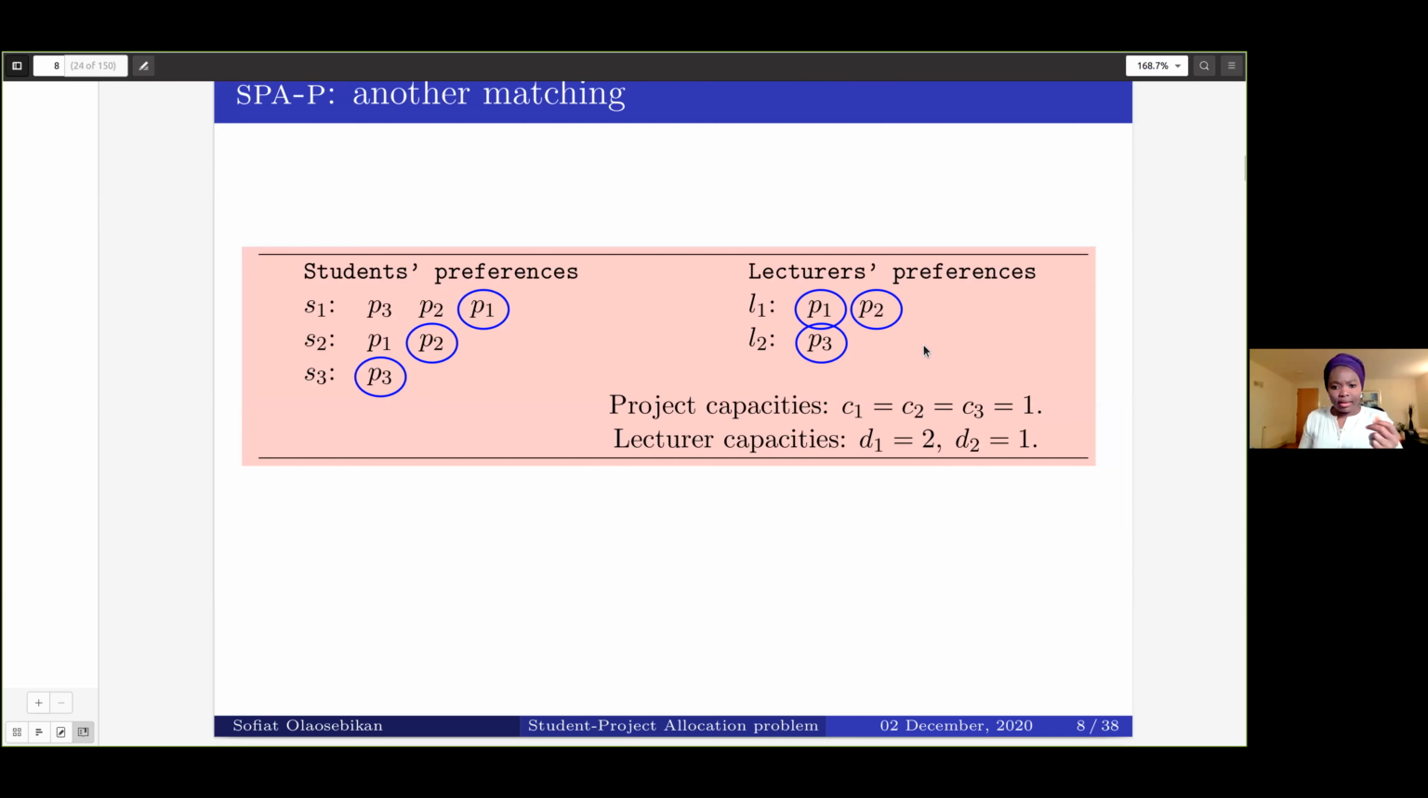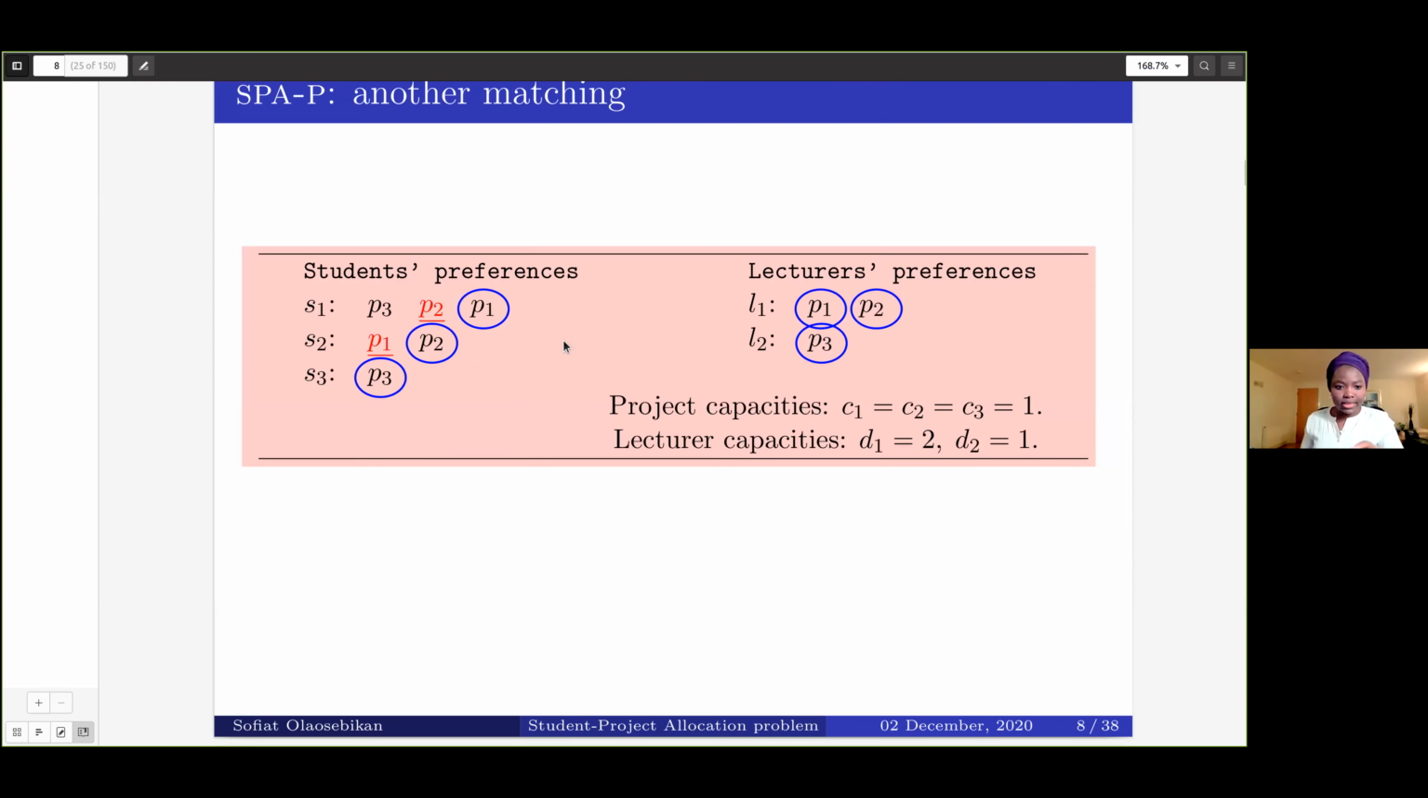Now, this is another matching where there are no blocking pairs. You can verify that quickly. S1 wants to go to P3, but the lecturer is full. The lecturer is indifferent between the students anyway, so they can't form a blocking pair, same as S1 P2, same as S2 P1. So there are no blocking pairs here.